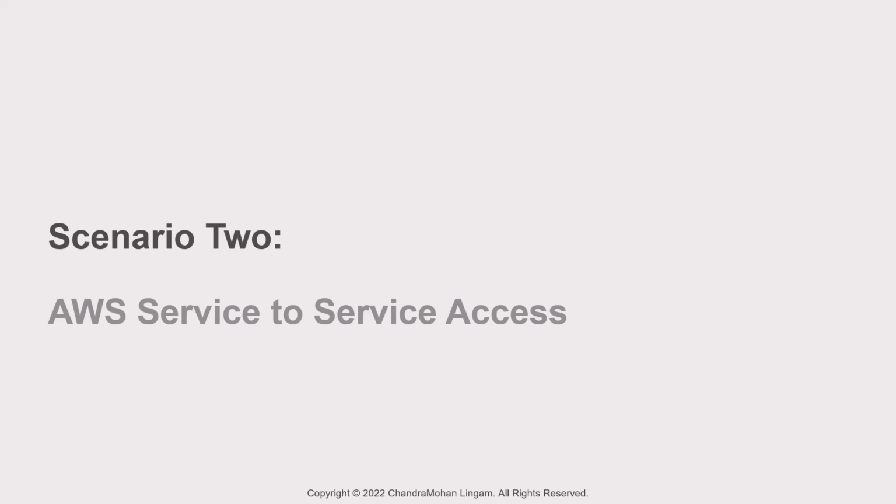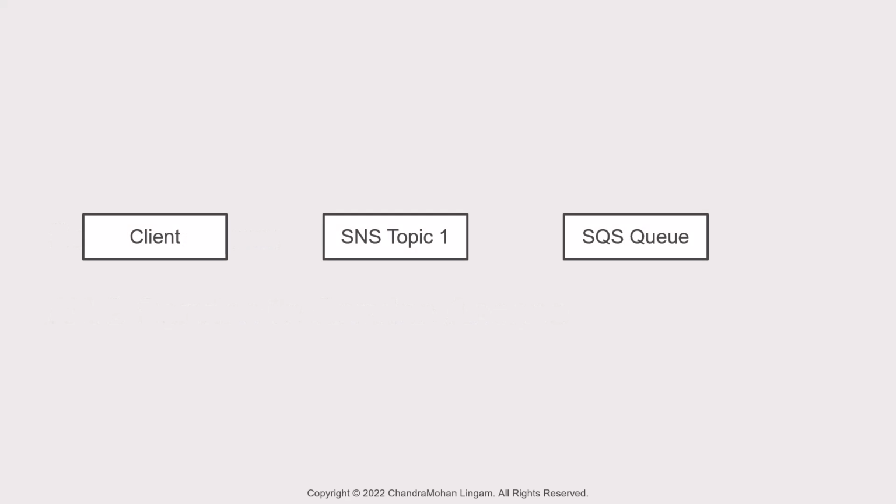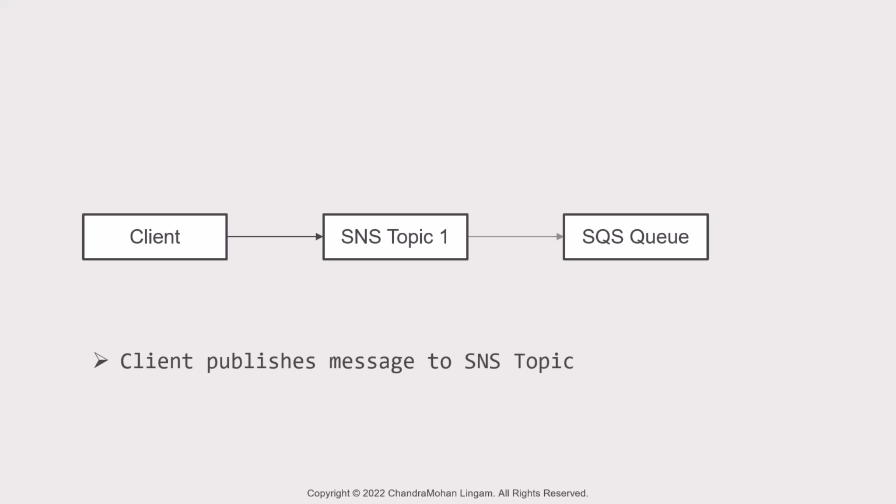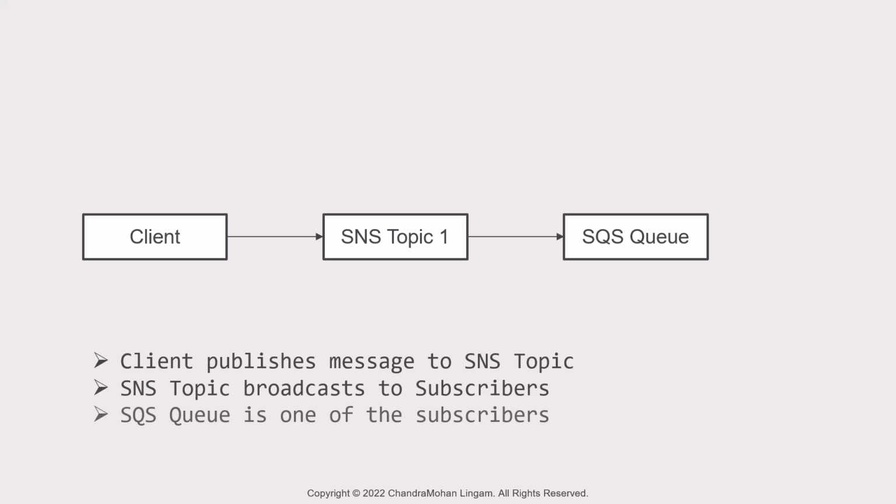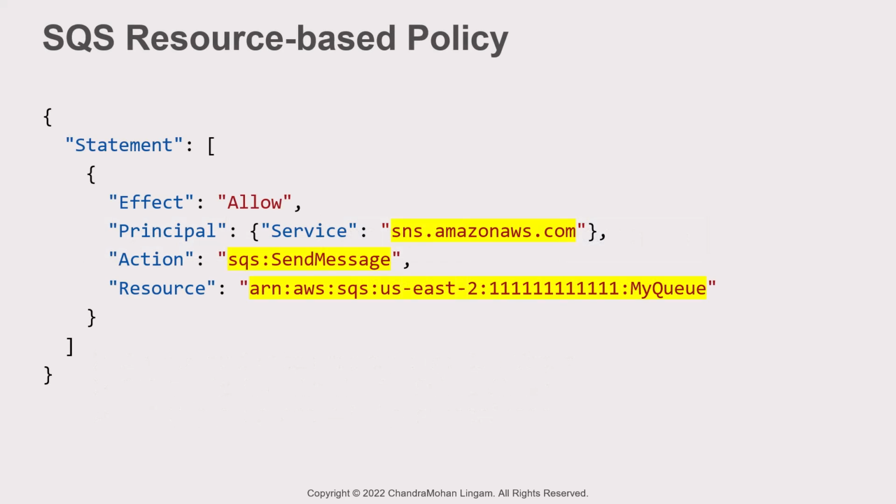This time it involves two AWS services. Let's say a client publishes a message to SNS topic, and SNS topic in turn broadcasts the message to all subscribers. And one of the subscribers is an SQS queue. This approach is widely used in loosely coupled architectures. And for this to work, SNS topic needs permission to publish to SQS queue. This permission is granted as a resource-based policy in the SQS queue.